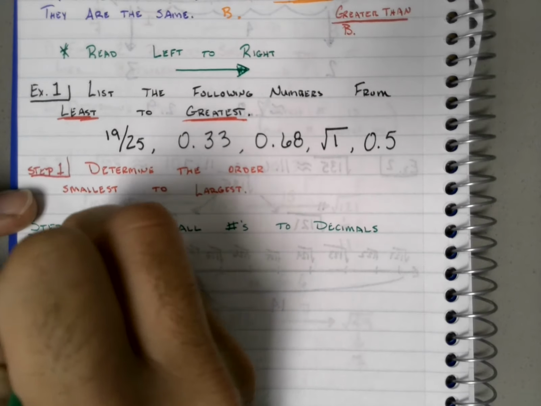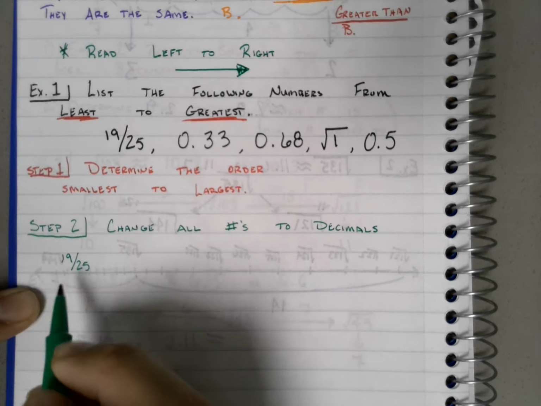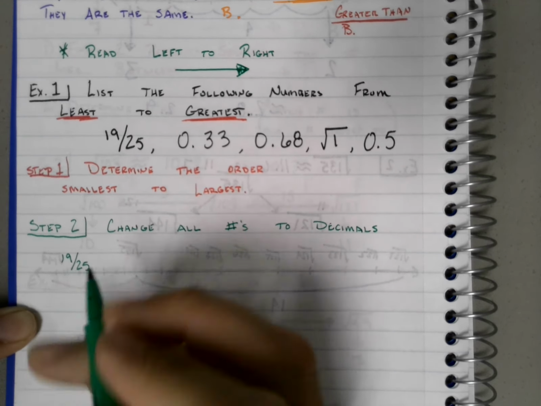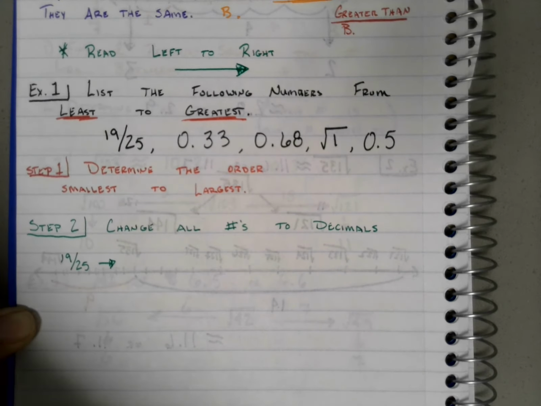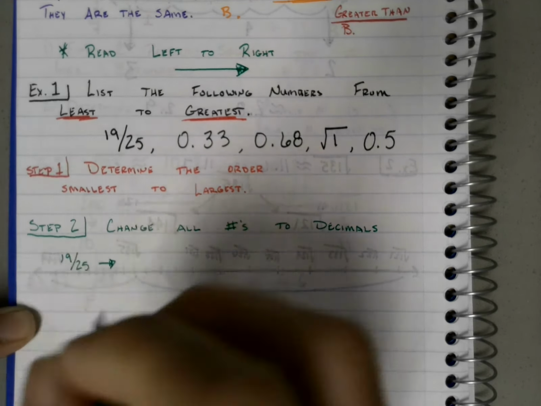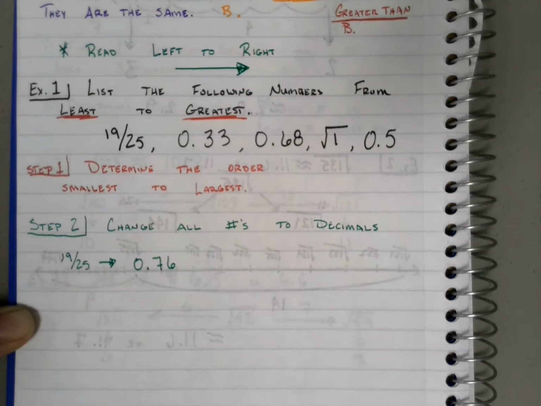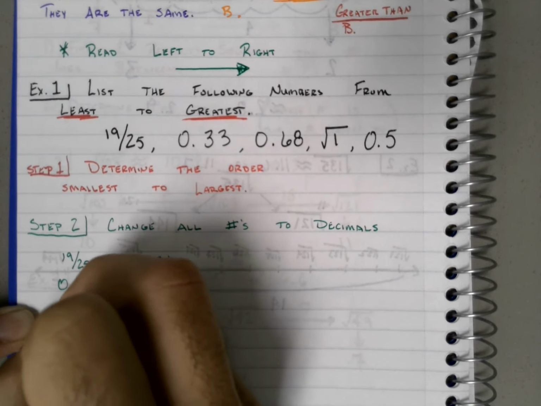Let's look at 19 over 25. How do I change this number to a decimal? It's converting fractions to decimals. We divide the top number by the bottom number. So if I do 19 divided by 25, I will get 0.76. So we converted that one. 0.33 is already a decimal.